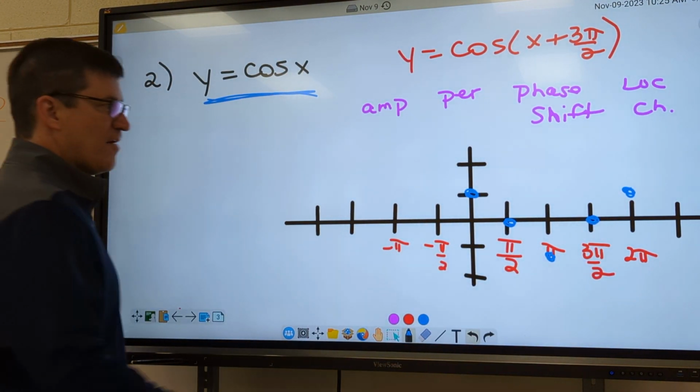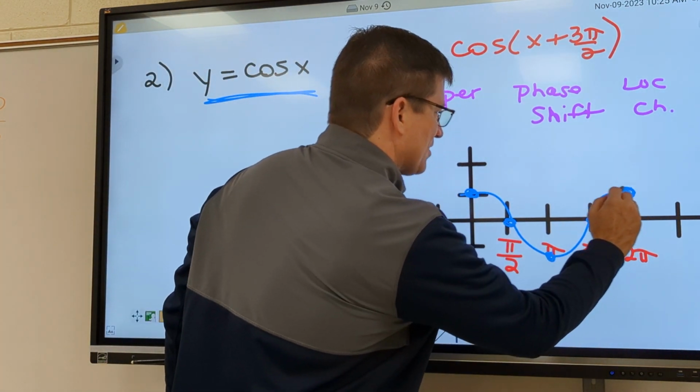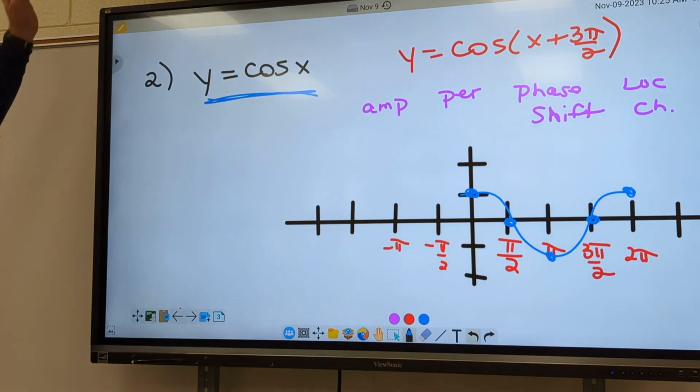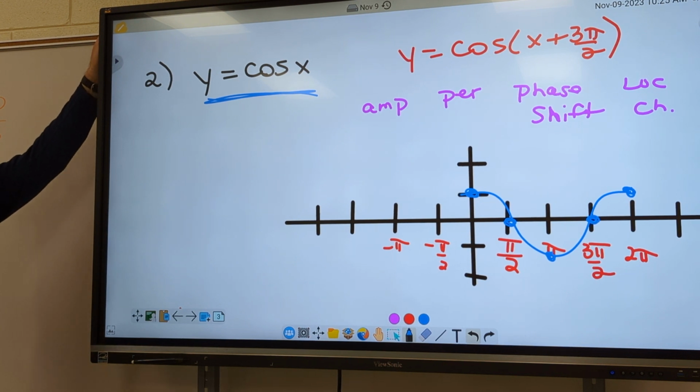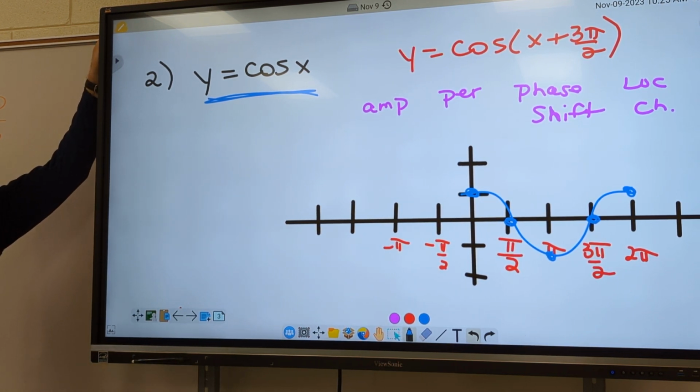When you graph it, it looks like handlebars on a bicycle. It's curved, it's not straight lines. I need y'all to write that first in pencil on your graph. You're going to have to memorize number 1, where it looks like sine x, and this one, cosine x.